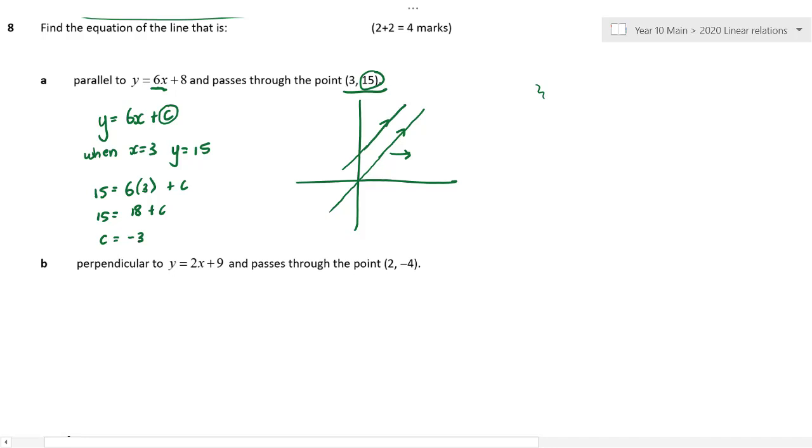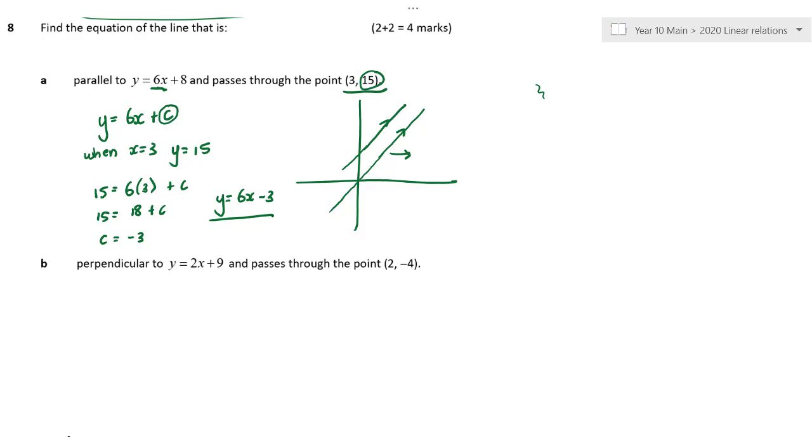By knowing that two parallel lines have the same gradient, we've got our equation: y equals 6x minus 3. And you could underline it, you could put a highlighter through it. As long as I can see one answer, just be careful. If you're doing a test and you write two different answers, I can't give you an answer mark. There are students who tend to do that.